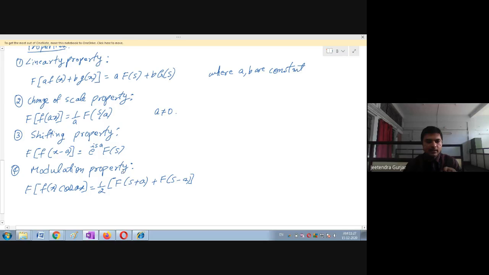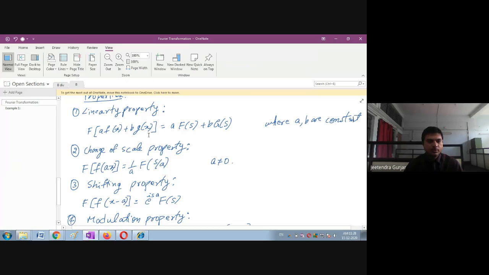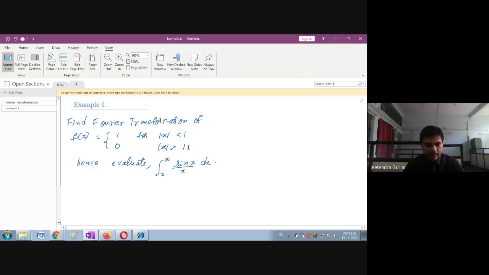Next is a very simple modulation property. You can see the Fourier transform of the function f of x cos ax is equal to 1 upon 2 times F of s plus a plus F of s minus a. So this property we are going to use to solve the example also, students.